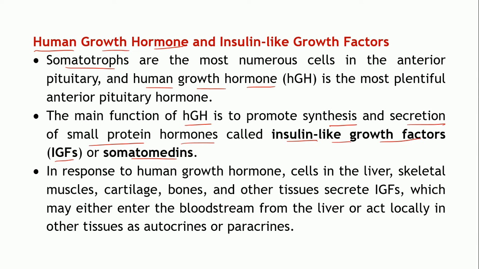Okay, so what is the role of human growth hormone? This in turn is causing the release of another hormone, right? That is the insulin like growth factor. That is the function of the hormones of the anterior pituitary gland, right? They cause the release of some other hormones from some other endocrine glands. So, in response to this human growth hormone, the cells in the liver or skeletal muscles, cartilage, bones and other tissues will start releasing these insulin like growth factors. These growth factors which are produced by different types of tissues will enter into the bloodstream and they will act locally on other tissues. They may act as autocrines or paracrines, that means they will act on the same cells which are producing them, or they may act on the neighboring cells.